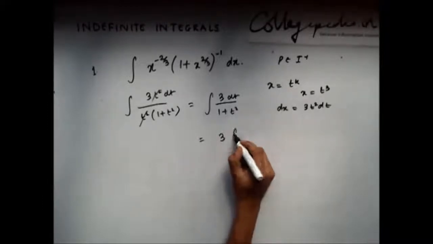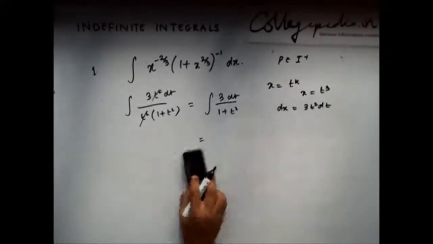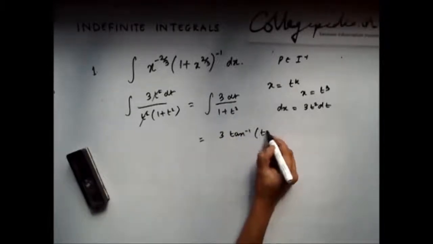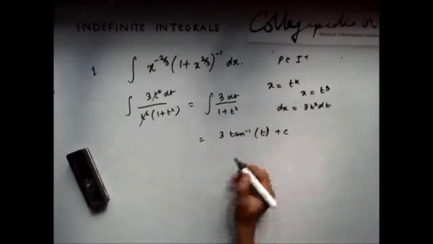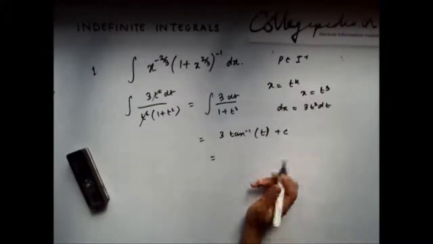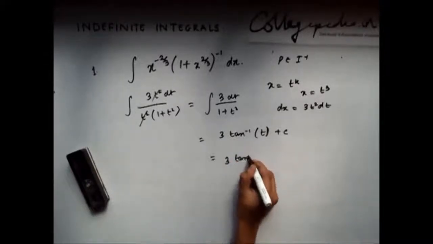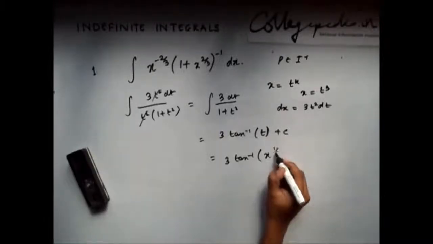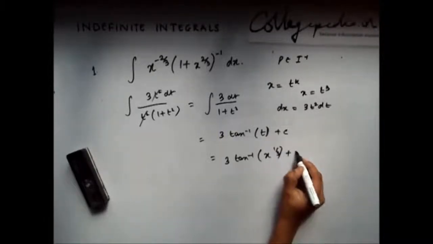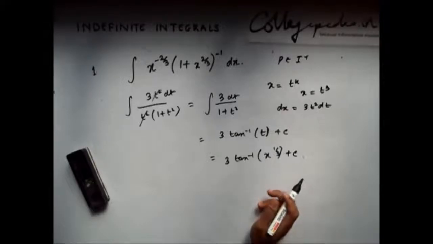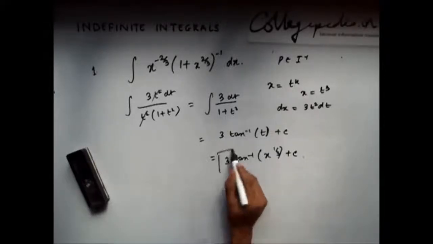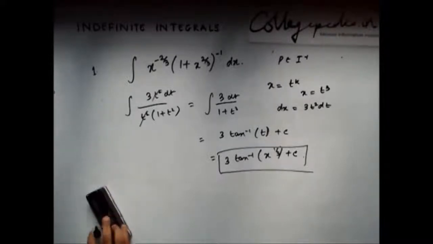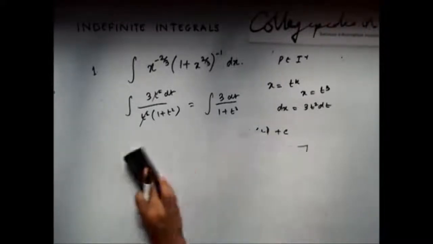This is a very simple integration whose answer is 3 tan inverse t plus c. Now you replace t with x. Your x is t to the power 3, so your t is x to the power 1 by 3. So this is my final solution. Now let's take another example.